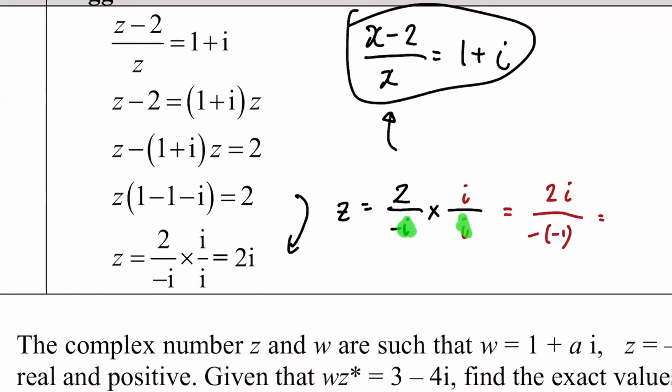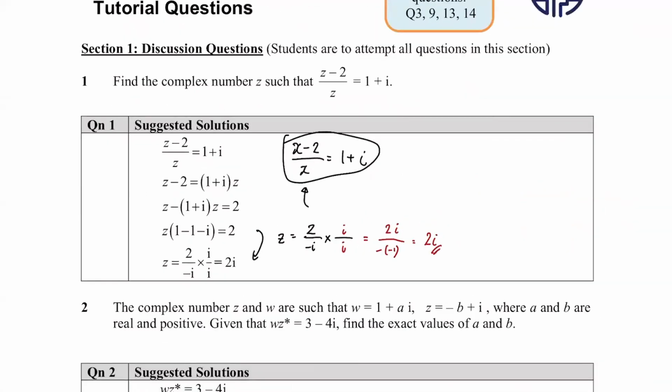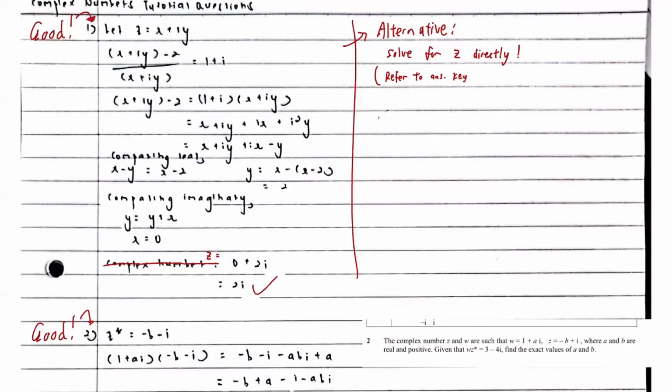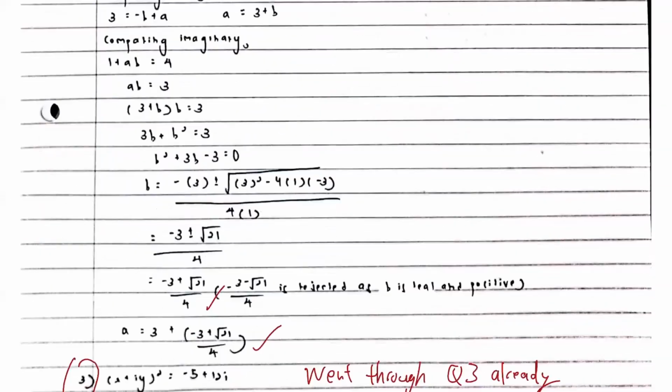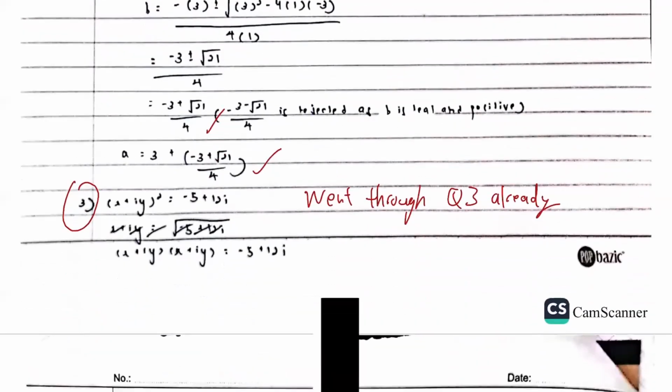So i times i is i squared, then extra minus sign, so minus negative 1. Then you get a positive 1, so 2i. Okay? Next one, let's see. Good as well, nothing to go through. Question 3, we went through question 3 already.